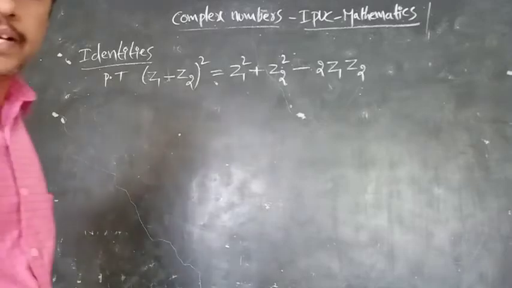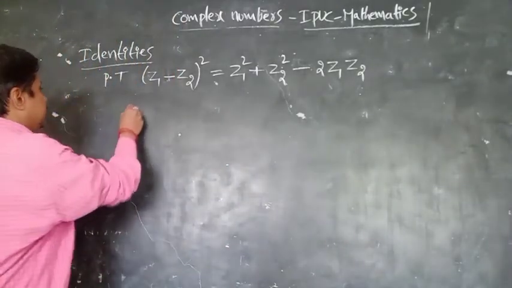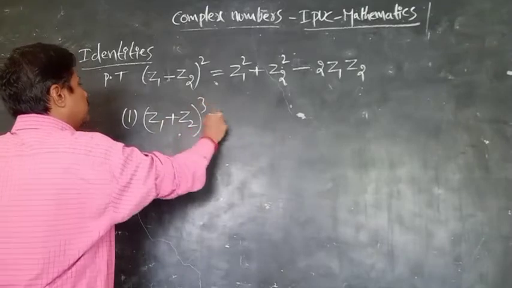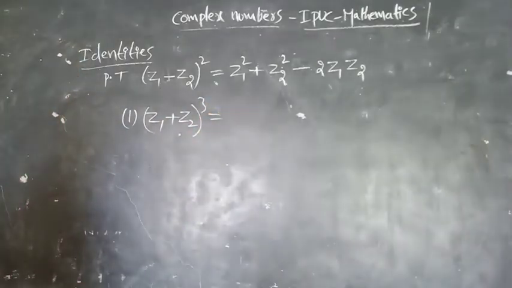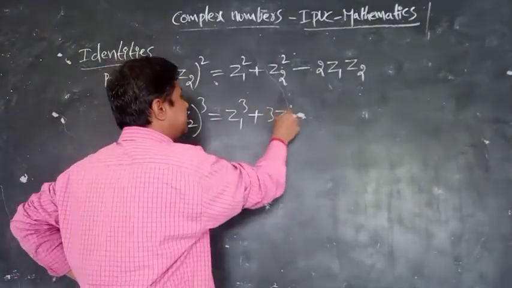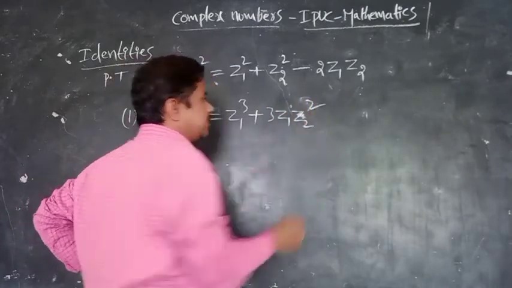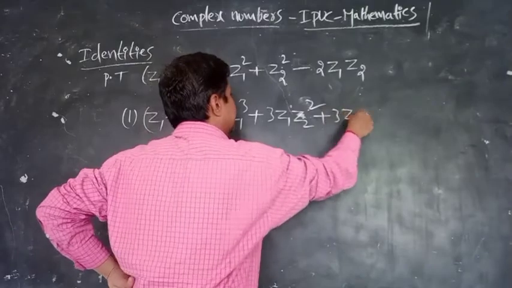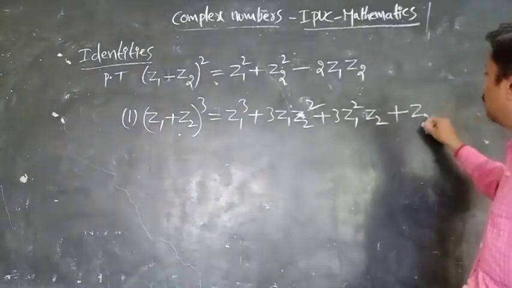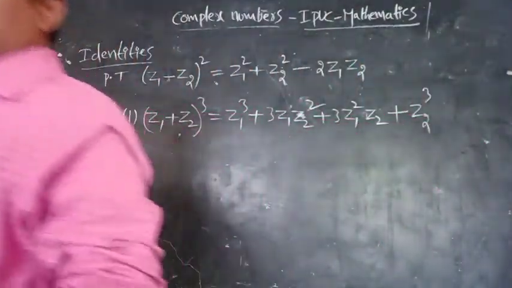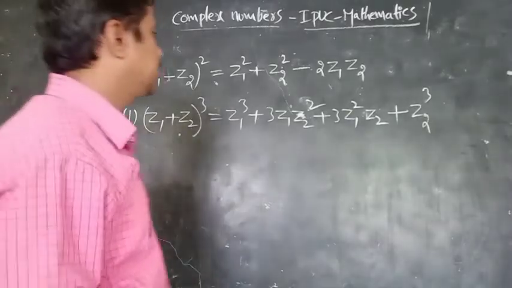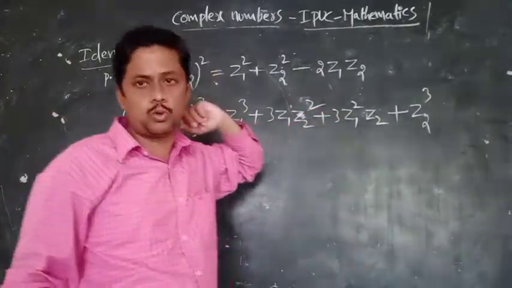Some other identities, the cube identities. First one: (Z1 + Z2) whole cube is equal to Z1 cube plus 3Z1 square Z2 plus 3Z1Z2 whole square plus Z2 whole cube. So this is another formula.